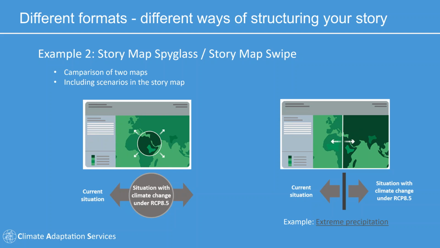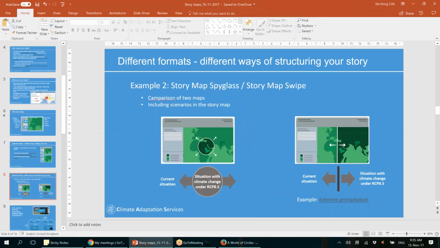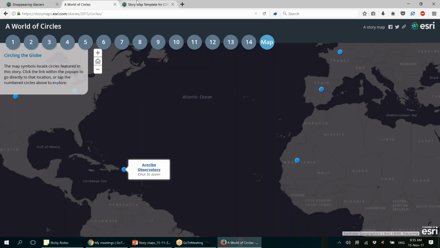And within the spyglass, so in the lens, you can put a second map of the situation, for example, in 2050 under a specific scenario. And there are 2 possibilities. You can either use this lens, so like a spyglass, or you can use a swipe. And let's show you an example. They follow a very similar principle.